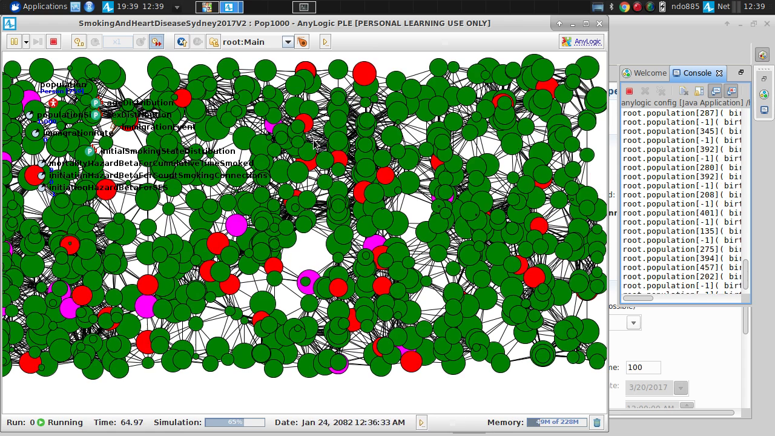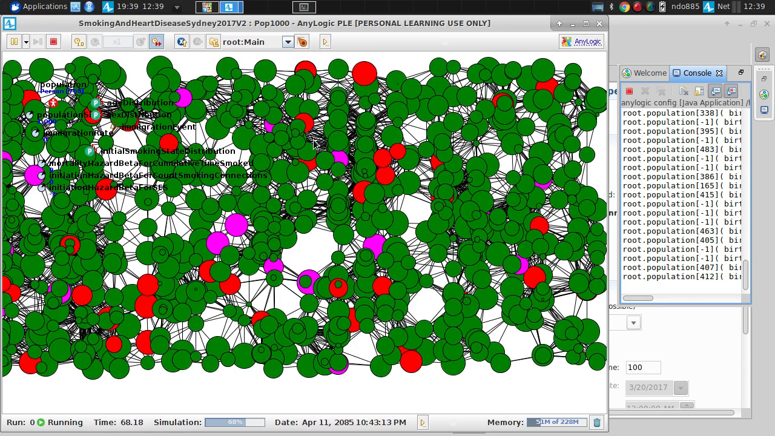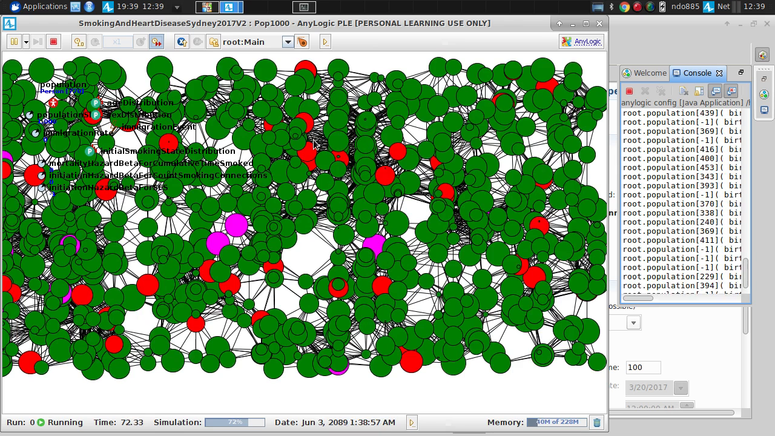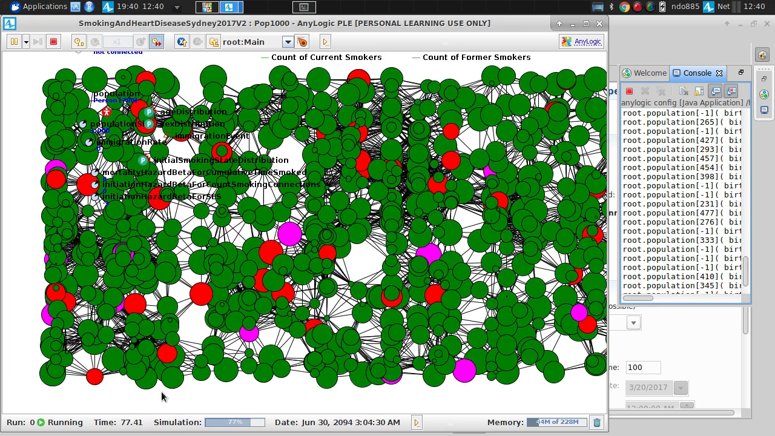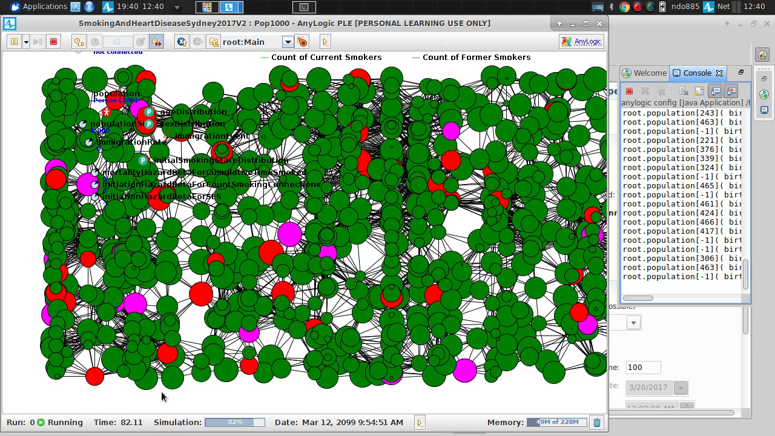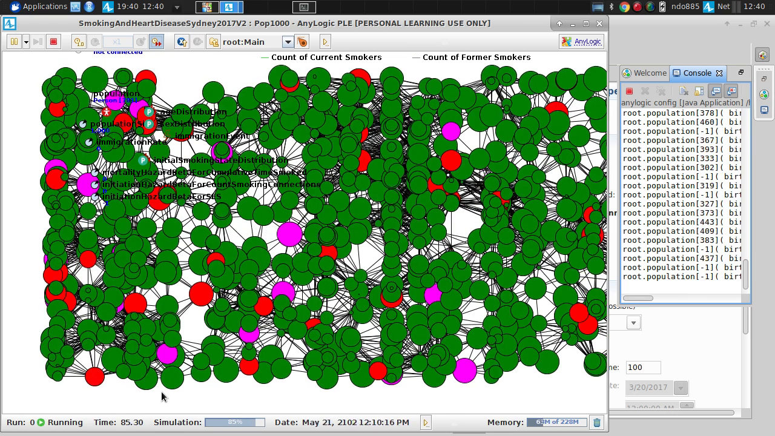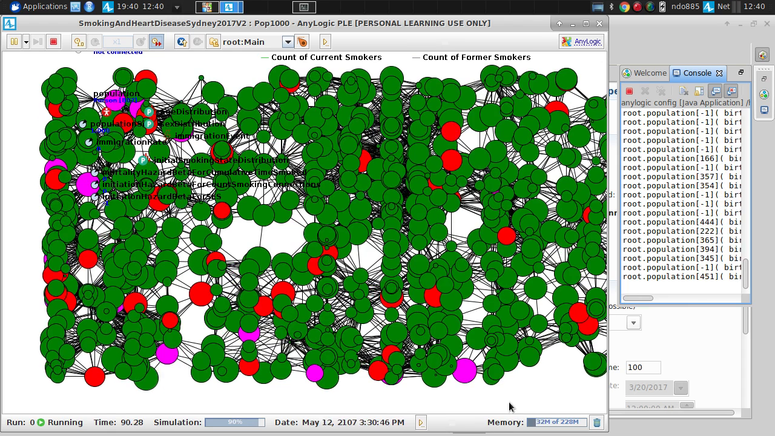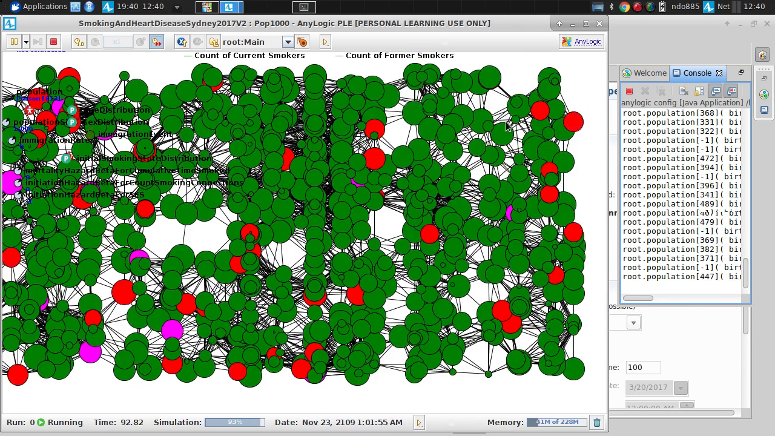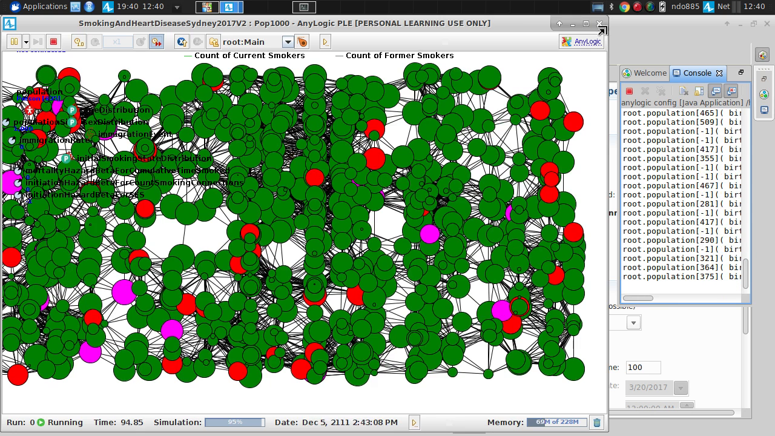Let's give it a bit of extra time. People are being born in. They're starting to smoke. Okay. No social elements here. Maybe a little bit more down here, and a bit less up here. But it's not incredibly pronounced to me.